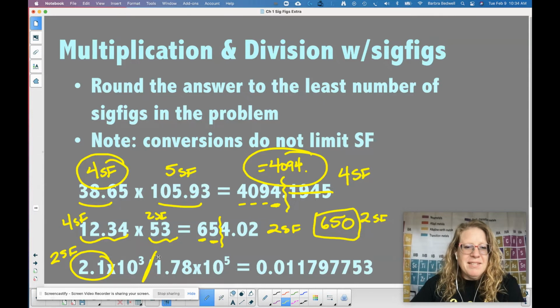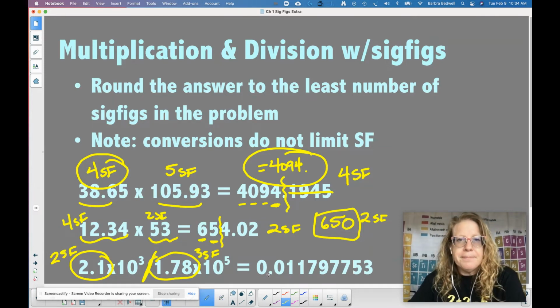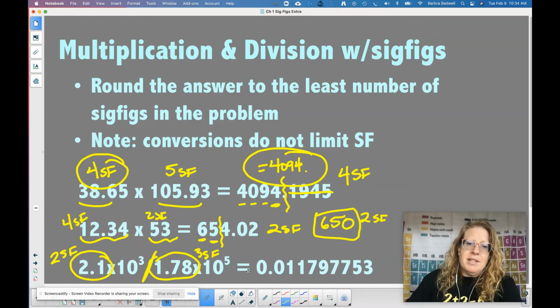Okay, this one right here, 1.78, has 3 sig figs. So 2 sig figs and 3 sig figs. Again, I have to go with my worst value, which is 2 sig figs. So now I've got to look at my answer and figure out how to round this to 2 sig figs. Starting at the beginning, remember these don't count. Leading zeros never count. They are placeholder zeros, just like the zeros at the end of numbers. So those don't count. So there's our first sig fig. There's our second sig fig.